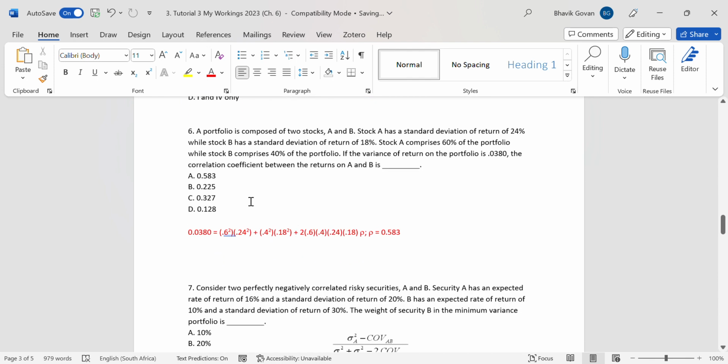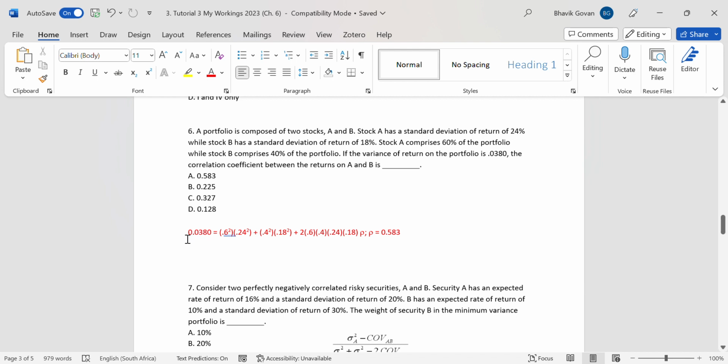Number 6, a portfolio is composed of two stocks A and B. A has a standard deviation of 24%, B has a standard deviation of 18%, A comprises 60% of the portfolio, B makes up 40% of the portfolio. If the variance on the portfolio is 0.038, what is the correlation coefficient between the returns on A and B?